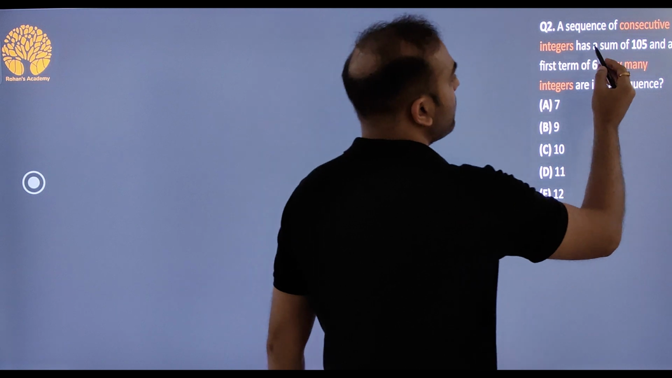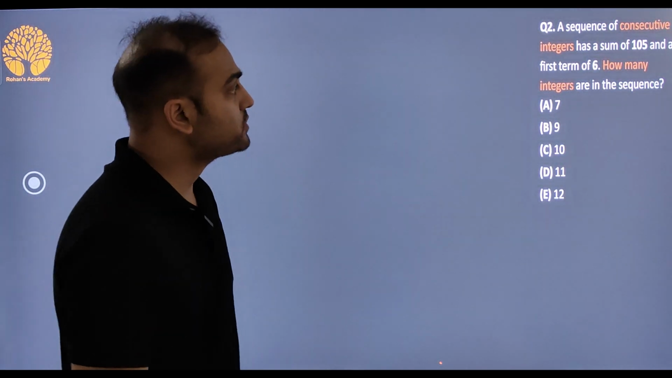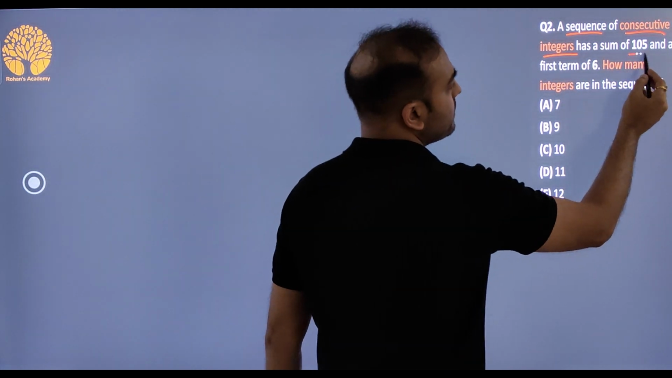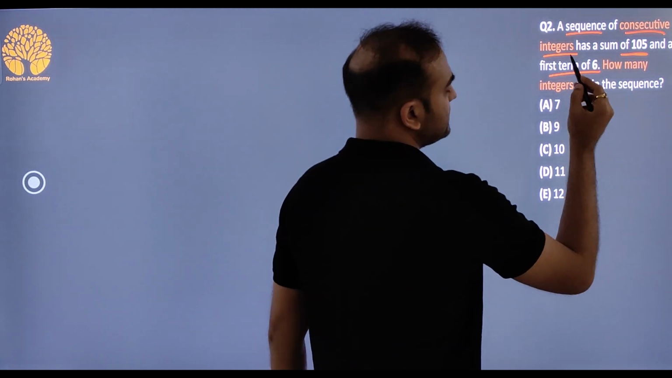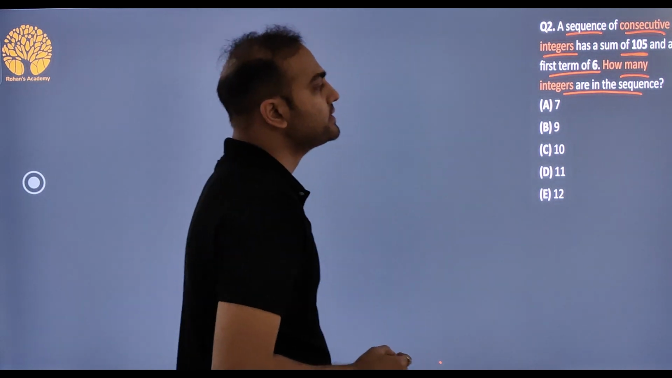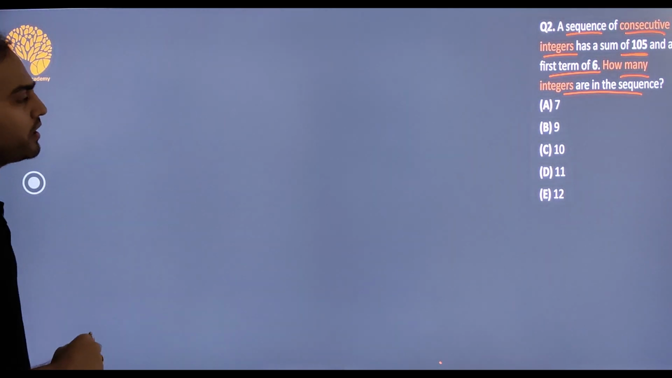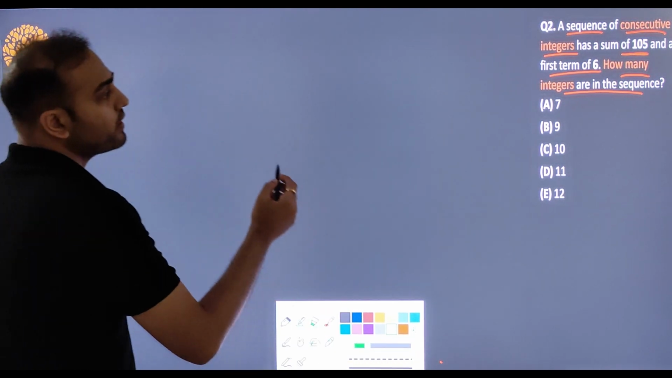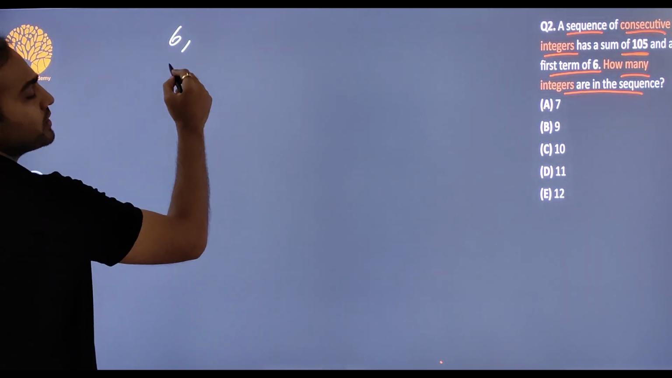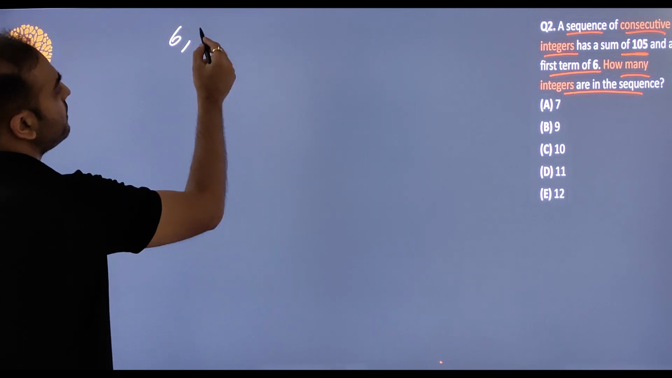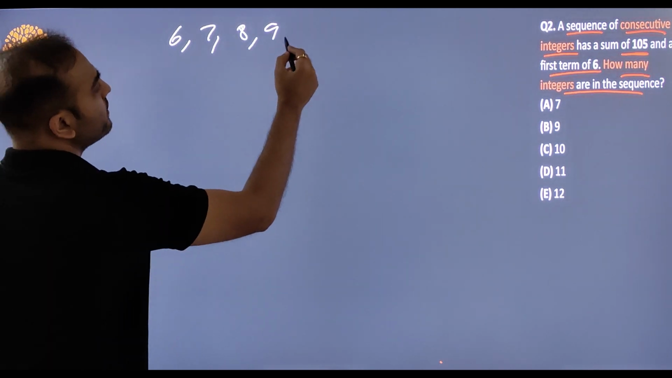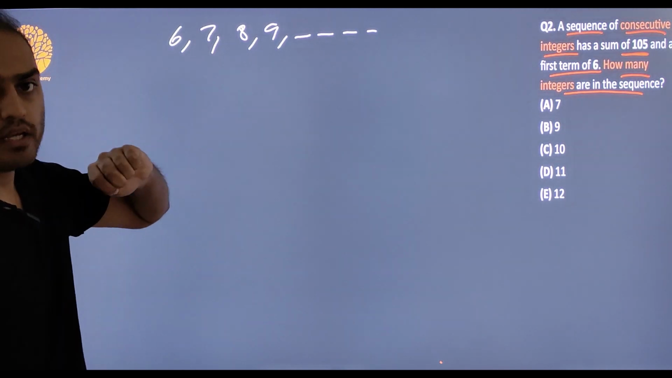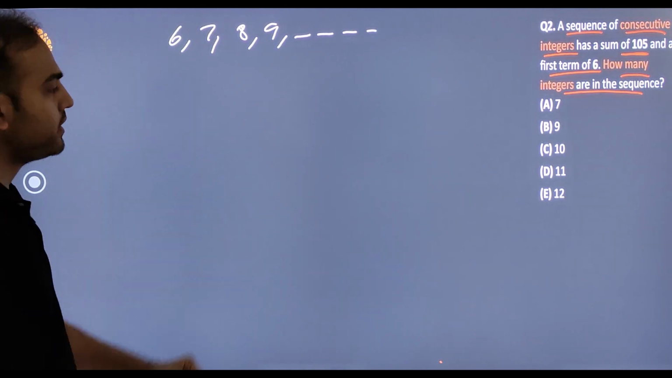Alright. Moving on to the next one. So we have a sequence of consecutive integers, right? Sum is given, first term is given. They are asking how many integers are there in the sequence. Now since these are consecutive integers, what will they be? If the first term is 6, consecutive, the second term will become 7, 8, 9 and so on. This again looks like an AP.